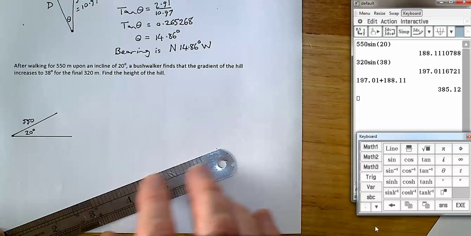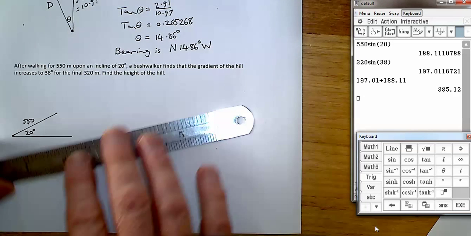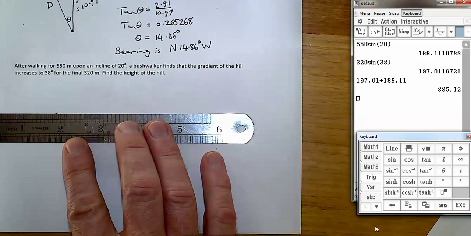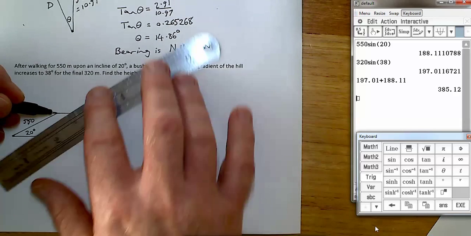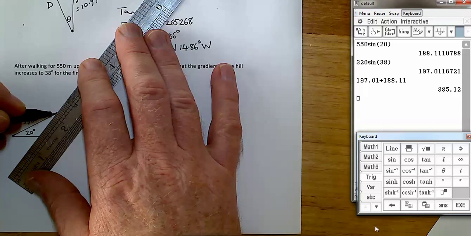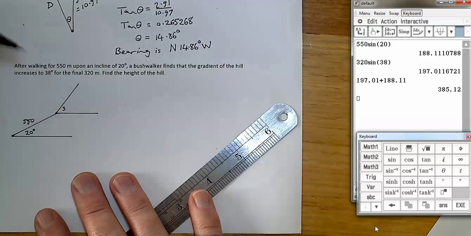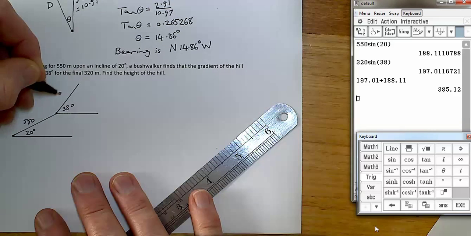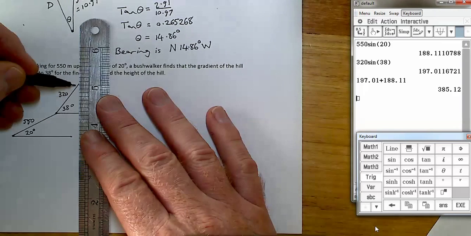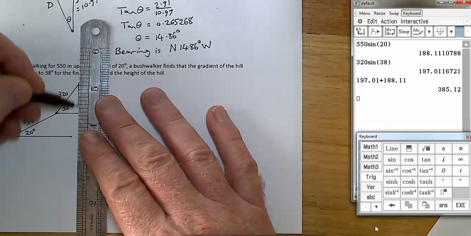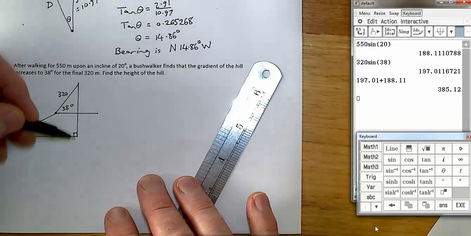And then the bushwalker finds that the gradient increases to 38 degrees. Now remember that this gradient was measured from the horizontal, so this angle is a bit steeper for the last part of the hill. I think I've exaggerated it a bit here. That'll do. So then it changes to 38 degrees for the final 320 metres. And we have to work out the height of the hill. So if we just put a line straight down here, our job is to work out how tall the hill is.